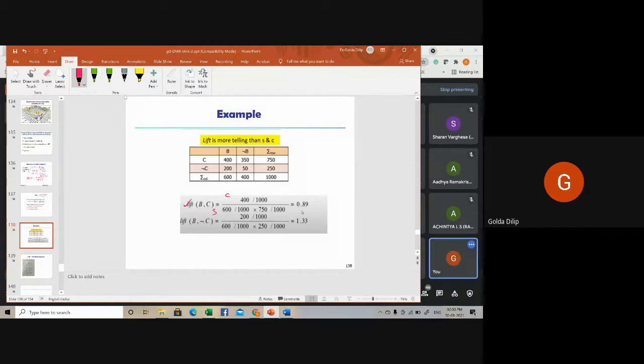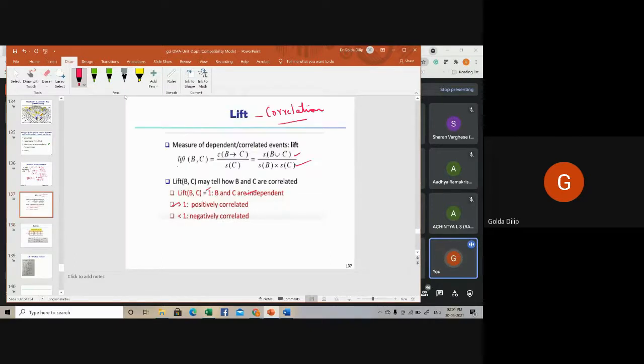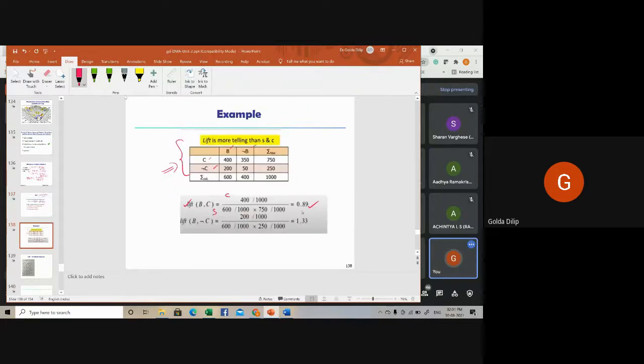This is a contingency table, from which you can plug in the appropriate values and calculate the lift for this particular rule, B comma C, and the lift for B comma not C. Here the lift is 0.89, and here the lift is 1.33. If it is more than 1, it is positively correlated. If it is less than 1, it is negatively correlated. This is negative correlation and this is positive correlation. This is a very general example.